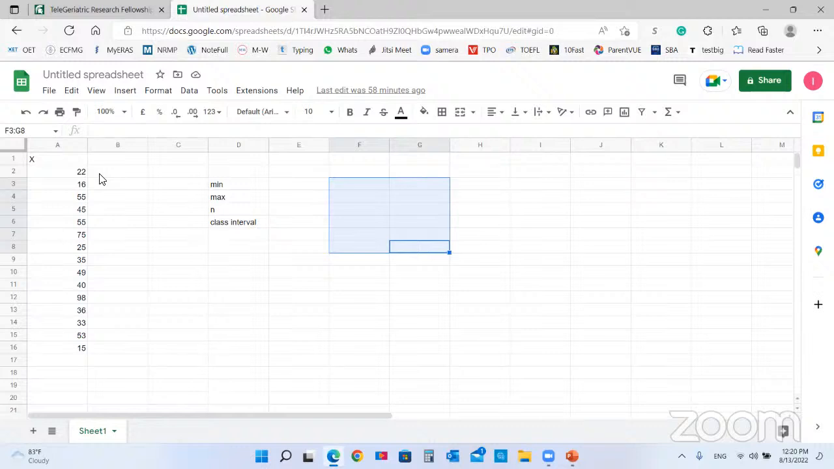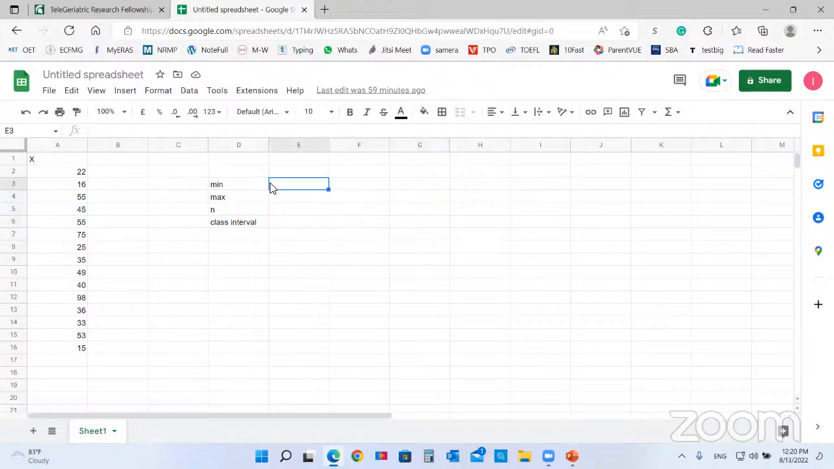Okay, so I created a random set of data. And as you see here, it's around 16 values. And together we are going to see how we calculate the minimum value and the maximum value, and the number or count of data, and also the class interval. The good thing is that Google Sheets does everything for us, but today we are going to learn how to do this. Okay, so here we have the minimum value.